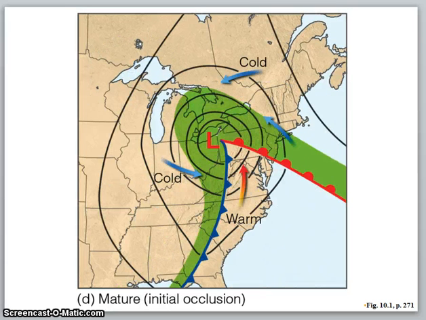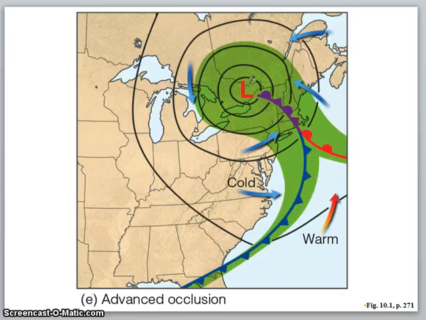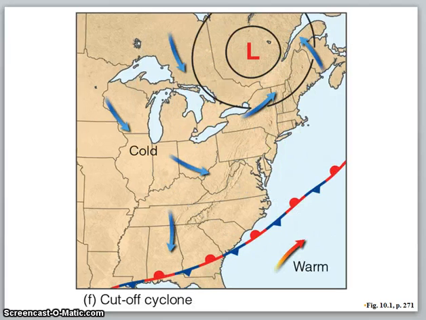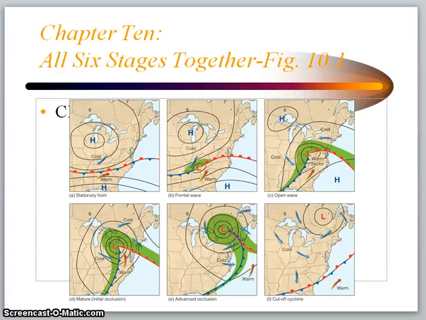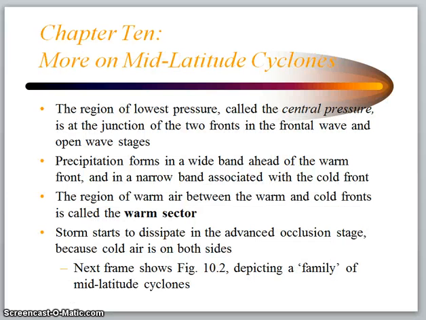The 4th stage is where the frontal system starts to occlude, where warm and cold fronts come together right near that red L, the low pressure system. That's the initial occlusion. You often get your heaviest precipitation at this stage. The 5th stage is the advanced occlusion. You still can have heavy precipitation, but the system starts to weaken, and by the 6th stage, you have the cutoff cyclone, where the original low-pressure system can be some distance away from a newly developing stationary front, which may again at some point develop into an entirely new mid-latitude cyclone. Here are the 6 stages all together so you can see how they progress.